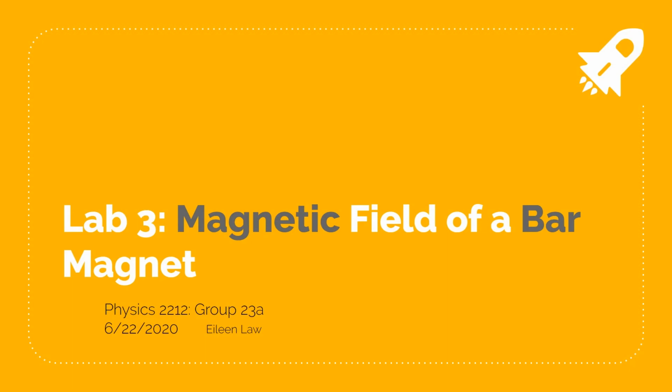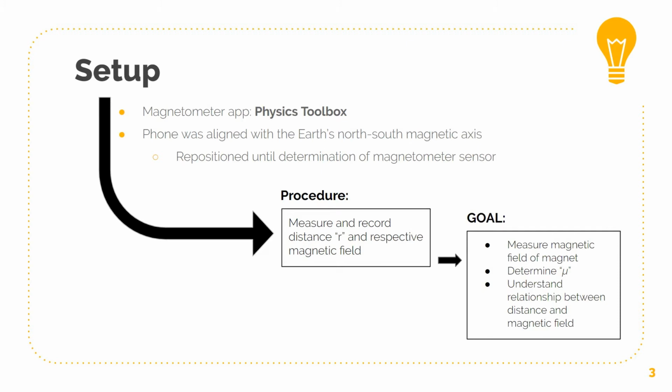Lab 3 focuses on experimentally analyzing the magnetic field of a bar magnet in both the axial and perpendicular positions. The magnetometer app used in this experiment was Physics Toolbox.